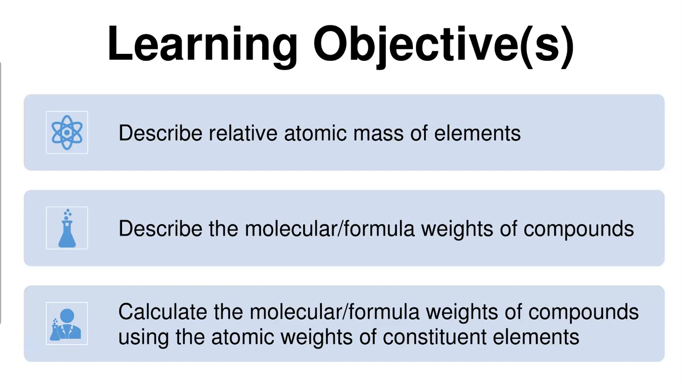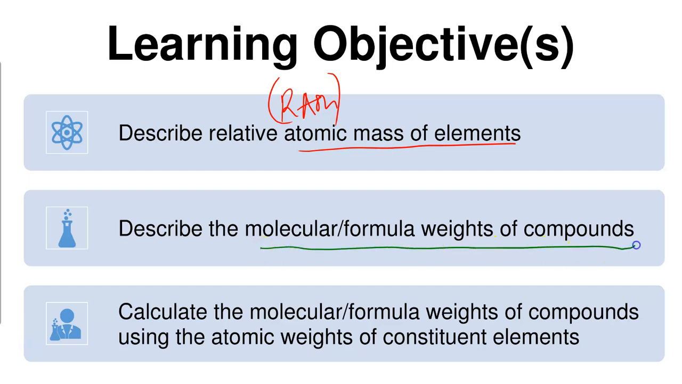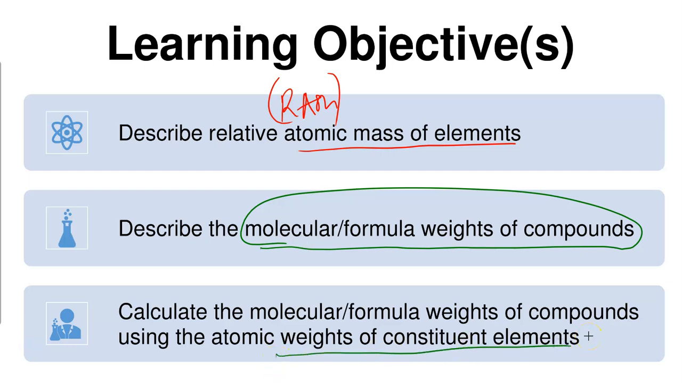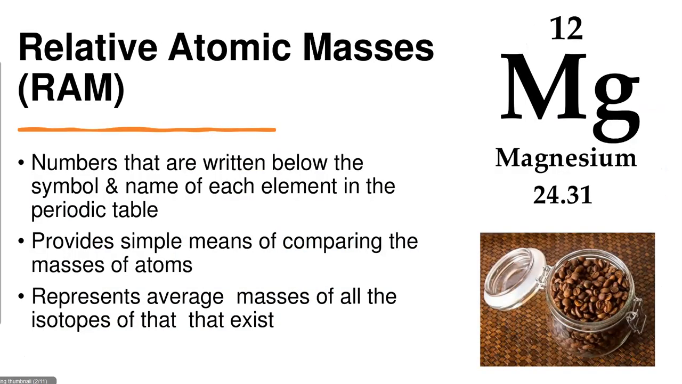Number one, we want to be able to describe what is the relative atomic mass of an element, what I call RAM. Two, we'll be able to describe the molecular or formula weight of compounds. We'll see how this is done. Finally, we're able to calculate the molecular formula weight of compounds using the atomic weight of constituent elements. These are the things we aim to achieve at the end of this lecture. So let's take it off from there.